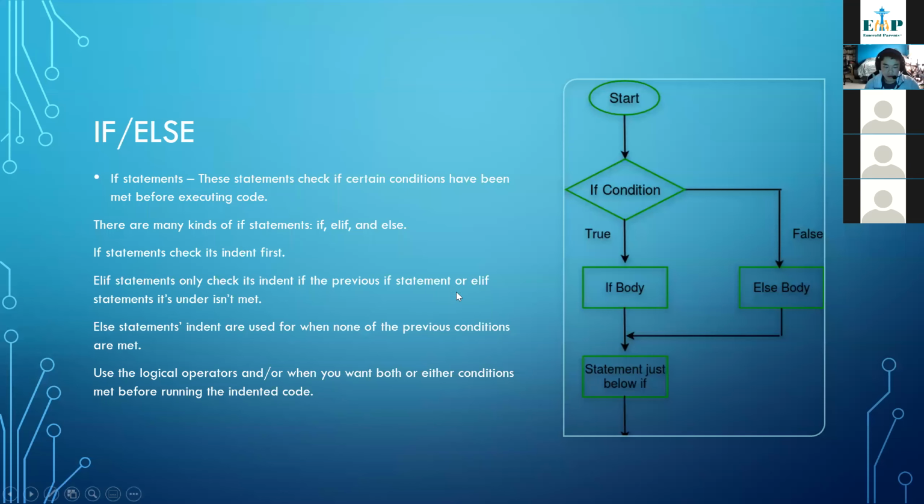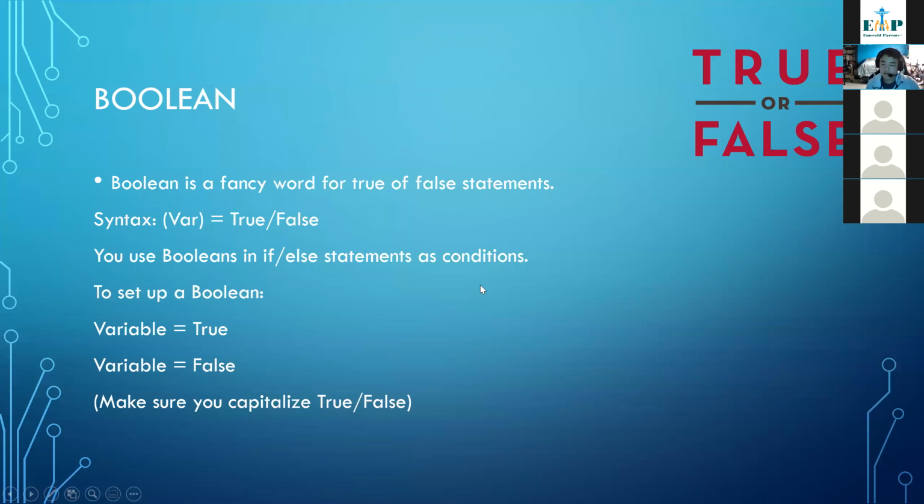Okay. So the next thing is going to be pretty easy. It's just a Boolean. It's just true or false, literally. It's just a fancy word for true or false statements. The syntax is a variable equals True or False. And for True and False, you need the capitalization in the code, or else it won't work.